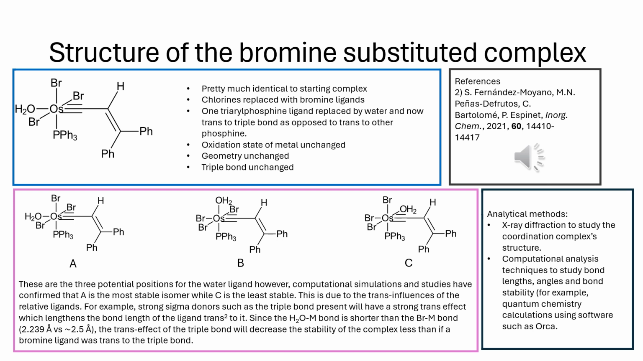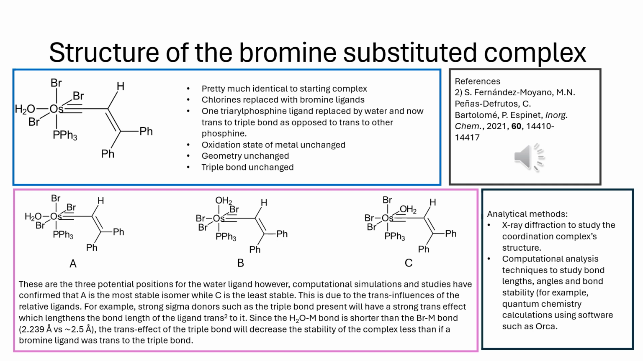Using X-ray diffraction, the water molecule has been observed to always be trans to the triple bond, even though two other isomers are plausible in theory. The 3 isomers can be seen here as A, B, and C, where A is the one that is majorly observed. To understand why it is only observed in one position, computational techniques like quantum calculations were performed.